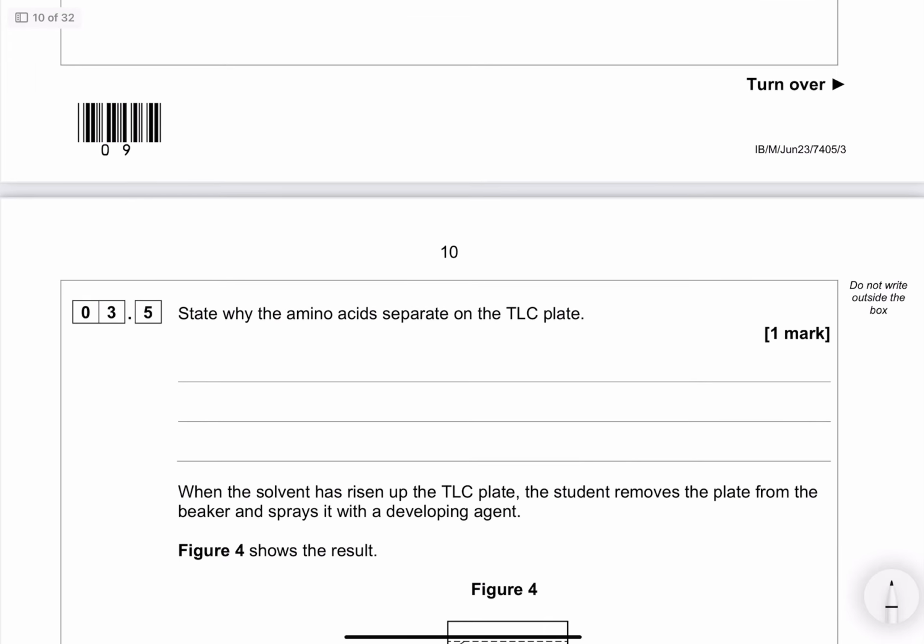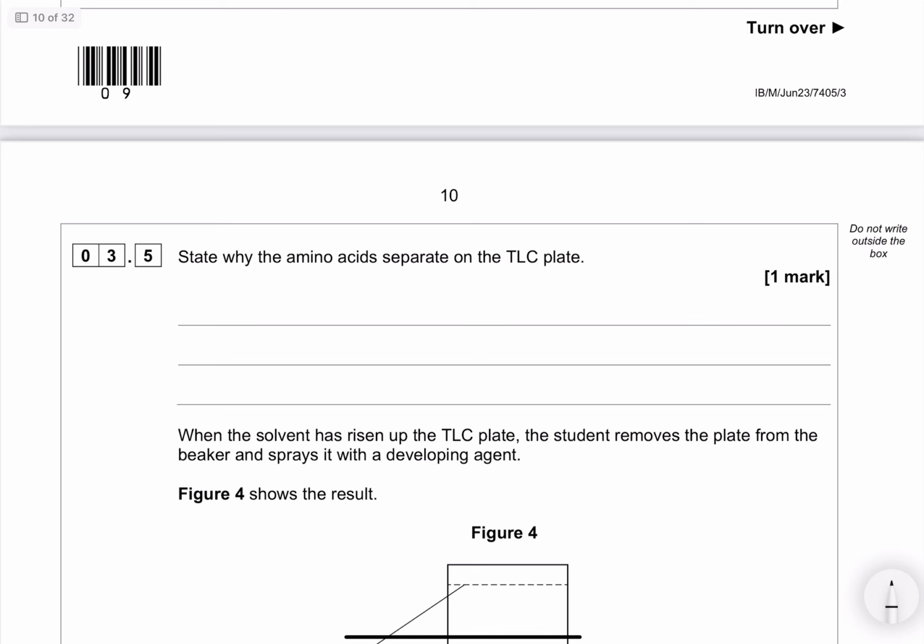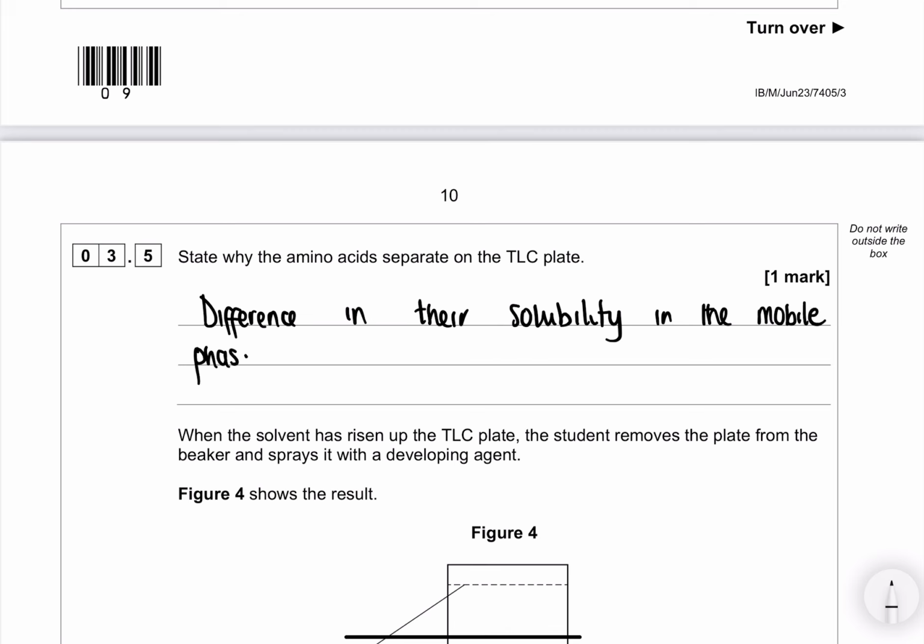State why the amino acids separate. This is all to do with the key to any type of chromatography. There is a difference in their solubility in the moving phase and their retention to the stationary phase. They all have a different balance between the two. This is the basic principle of all forms of chromatography.